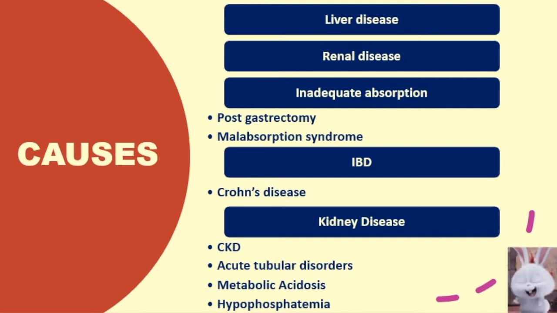what I mean by tubular there is your renal tubules. Then you have your metabolic acidosis, and then you also have your hypophosphatemia. So the tendency in hypophosphatemia is that calcium will be reacting to the decrease of phosphate, so calcium will be going out of the bone, aggravating the disease process.